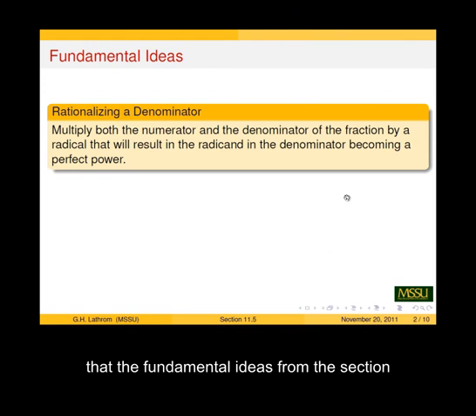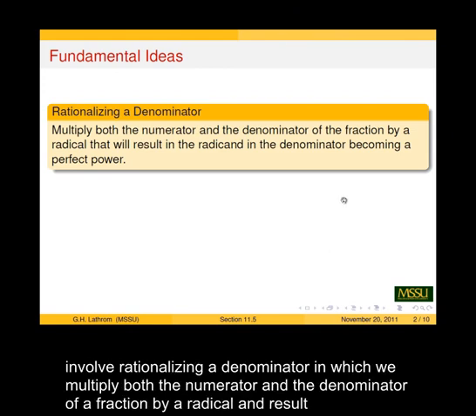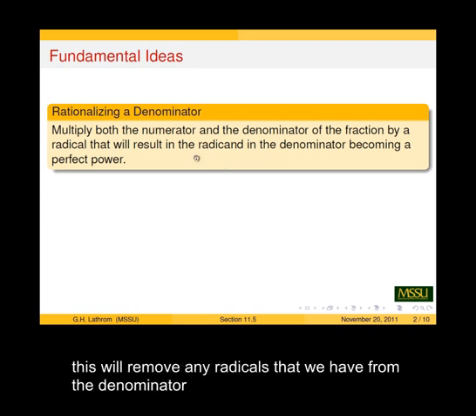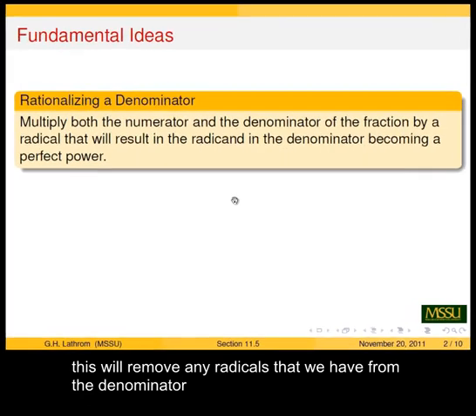The fundamental ideas from this section involve rationalizing a denominator, in which we multiply both the numerator and the denominator of a fraction by a radical that will result in the radicand in the denominator becoming a perfect power. This will remove any radicals that we have from the denominator.